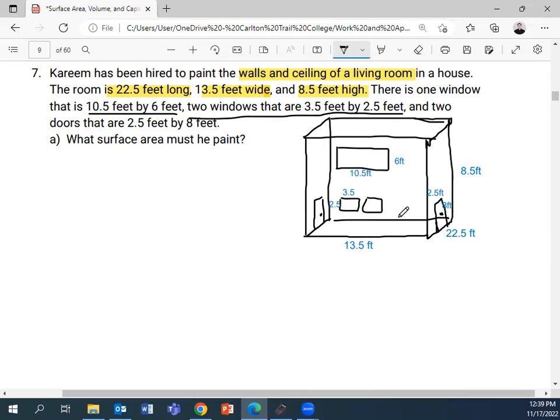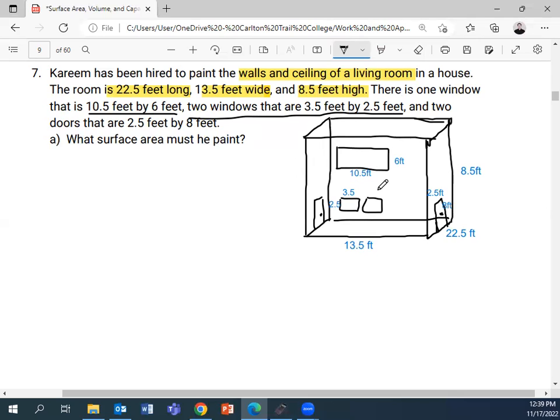Doors, windows. Did you say except or? No, he said ceiling. Oh yeah. So we know that we're only painting the walls and the ceiling. So we're painting the top and then all four sides, but not the floor, right? So we're not painting the floor.